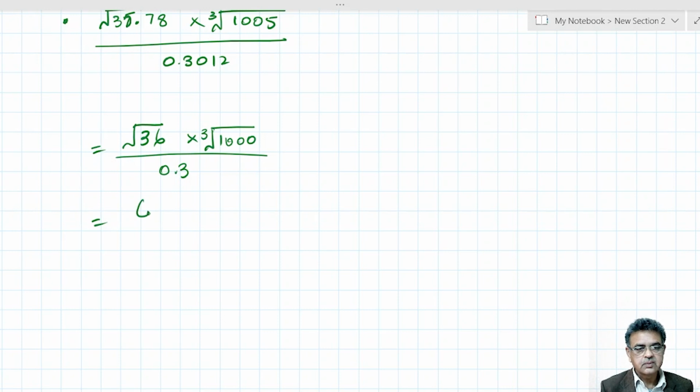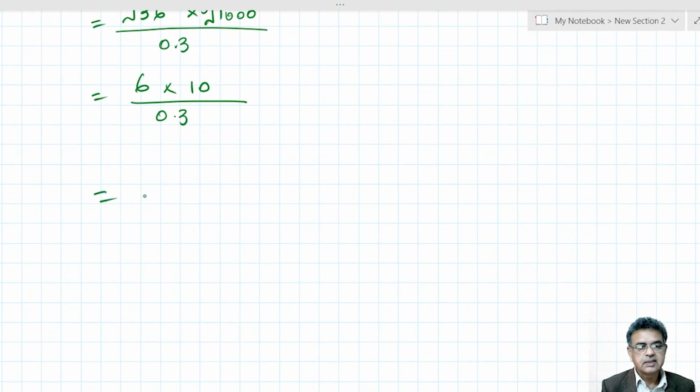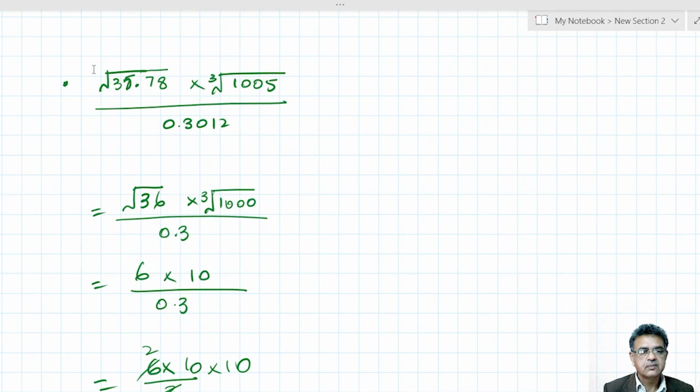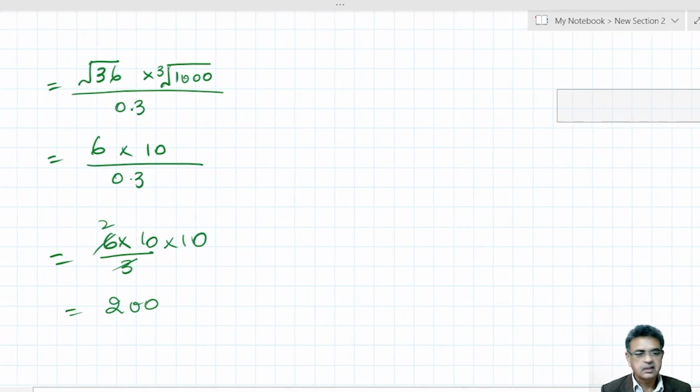So now the square root of 36 is 6, the cube root of 1000 is 10, and 0.3. When we remove the decimal from the denominator, it becomes 3 and 10 becomes 100, because there is one decimal place that will be multiplied. So 3 twos are 6. Then the approximate answer of this question is 200. So this is the way we can solve such questions.